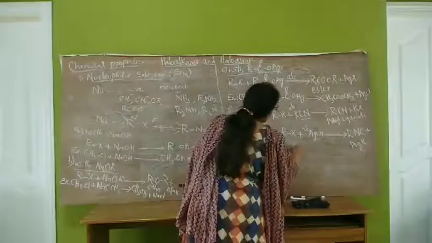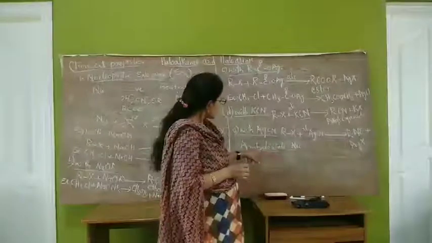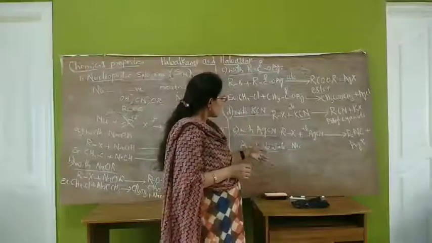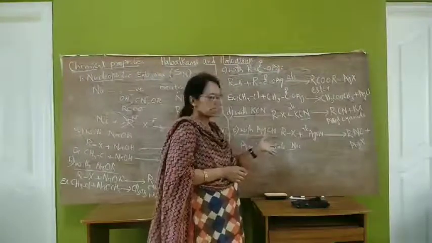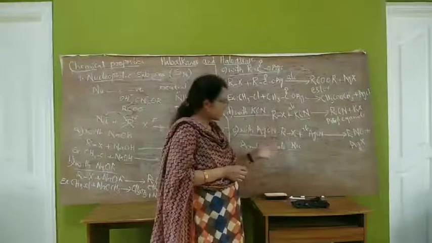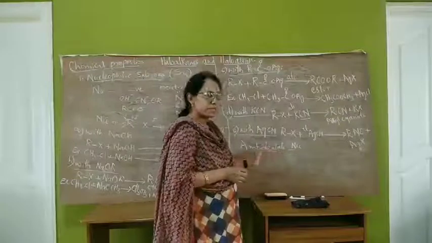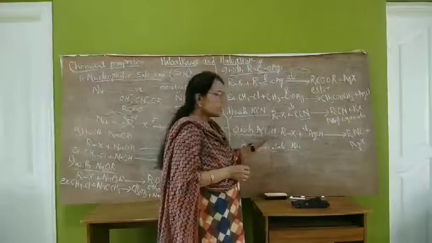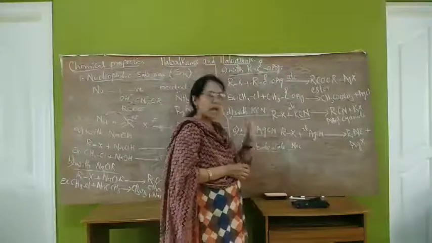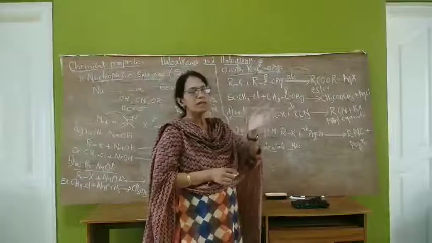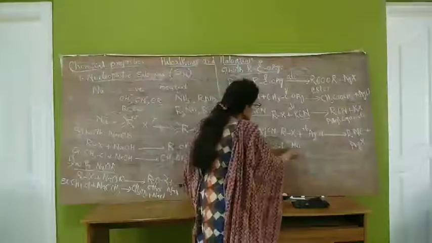Ambidentate nucleophile. Here you see the word bidentate. That means nucleophiles which contain two nucleophilic centers, two donor centers, that is, two electron donating centers, are called ambidentate, not bidentate. They are called ambidentate because they contain two nucleophilic centers, but at a time only one atom can donate electrons. So here are examples for ambidentate.